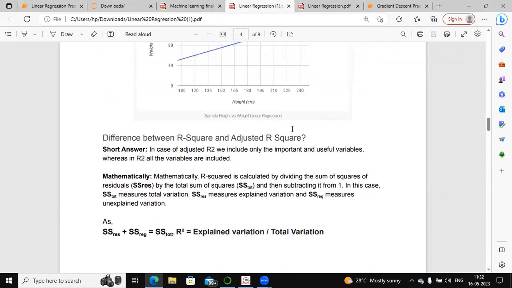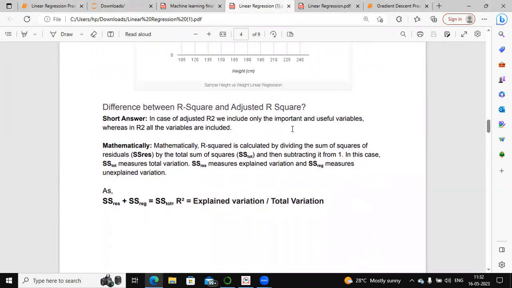So let's say we have 5 independent variables and 1 dependent variable. If all the 5 independent variables have some kind of effect on the output, equally or unequally, then we will say that all the 5 variables are important. And if some of the variables are not so important, then we will remove these variables so that they don't have a negative effect on our output.